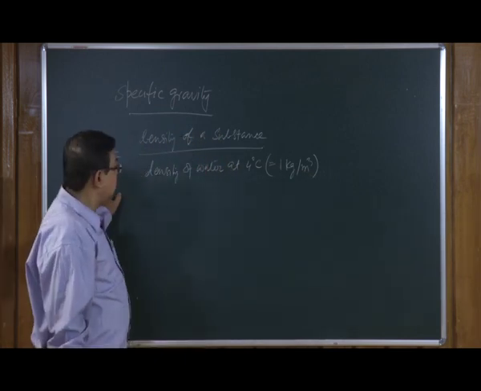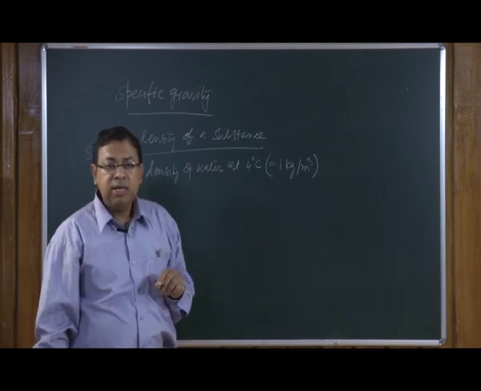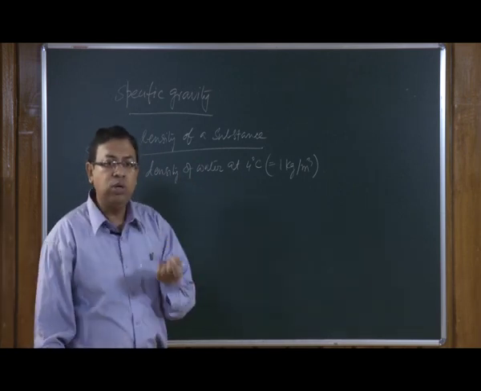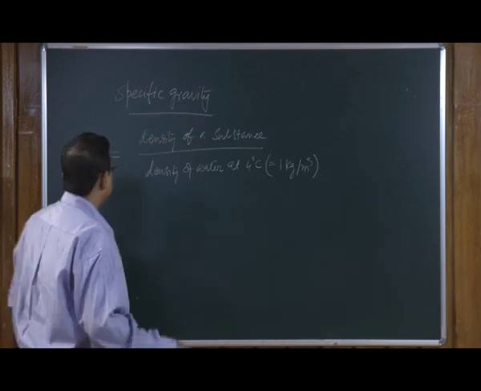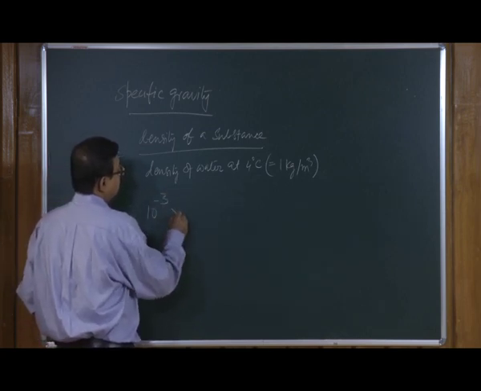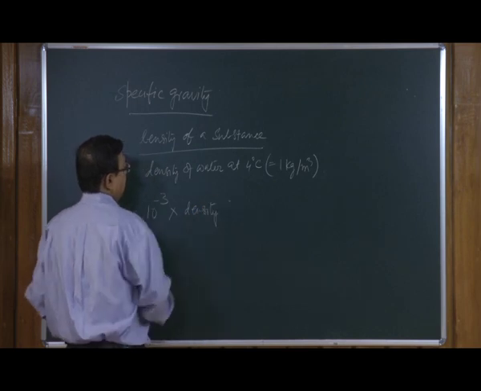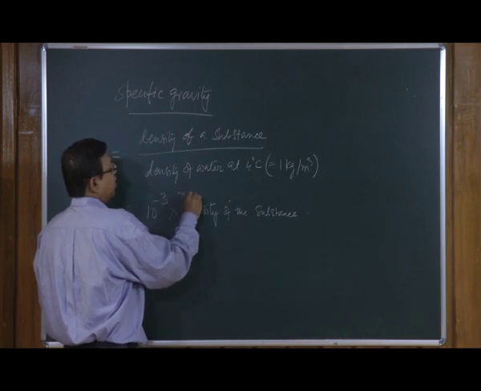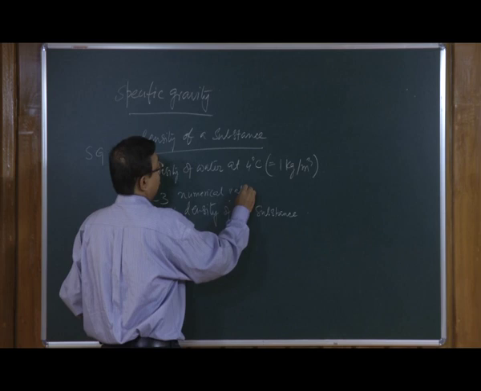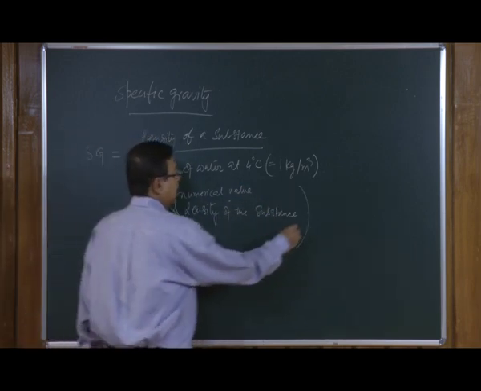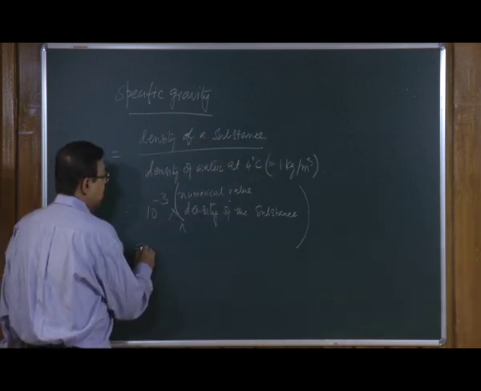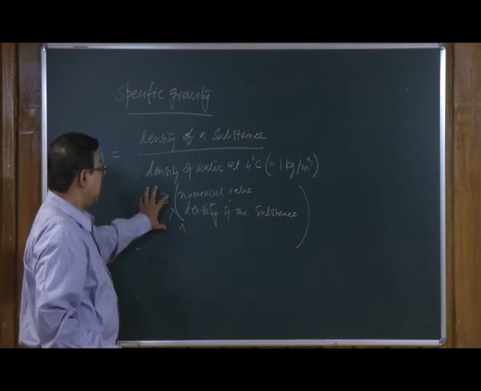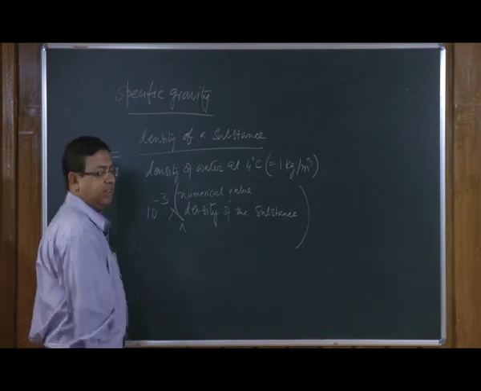So, the specific gravity of a substance is just the density of the substance multiplied by 10 to the power minus 3 in kg per meter cube. However, it is numerically equal to the density in the CGS units. So, this is equal to 10 to the power minus 3 into the numerical value of the density of the substance, because this is dimensionless. If this quantity is quoted in CGS units, then we will not have this 10 to the power minus 3. So, this is how specific gravity is defined.